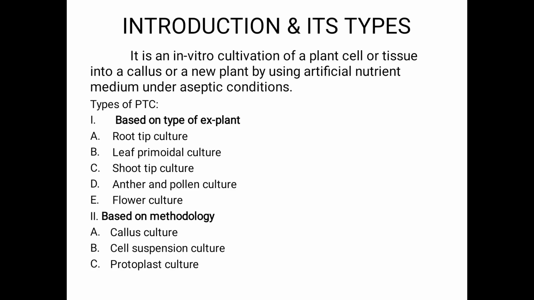What is meant by protoplast? A cell without a cell wall is called a protoplast, right? So here the explant we are going to use is not a cell, it's a protoplast. So if you are using a protoplast as an explant, then it is protoplast culture. Fine. So the procedure will be nearly the same except for minor changes. In protoplast culture, you will be using only protoplast as explant. In callus culture, you will be using any cell or tissue, but the final product will be a callus. In cell suspension culture, you may use any explant, but the nutrient medium will be liquid, right?